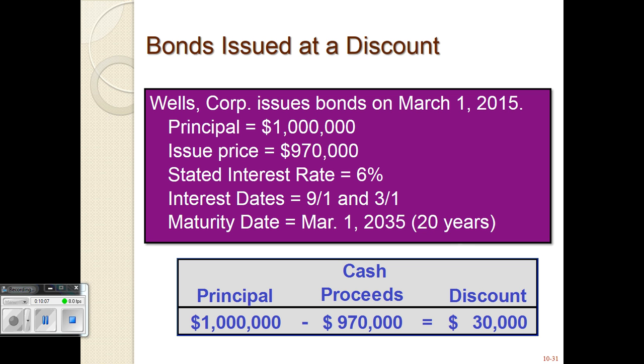So notice what happened in this particular case. They issued bonds on March 1st. The principal is $1 million. The issue price is $970. The stated interest rate is 6%. What that means is that interest rates have gone up since they set that rate at 6%. Interest rates have gone up, so they have to sell it at a little bit less so that investors can earn whatever the current market rate is. So in this case, they're selling this bond at a $30,000 discount.